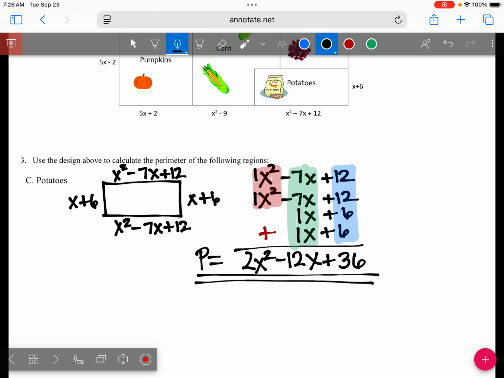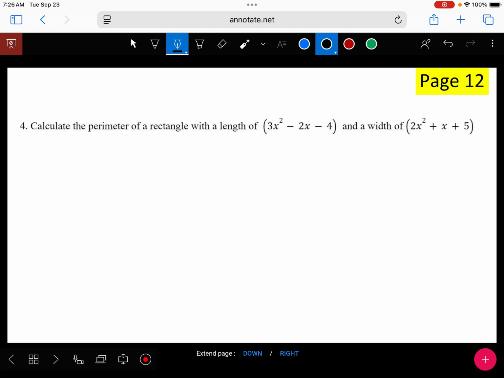Questions, comments about how to find perimeter? Remember again, perimeter, you add all 4 sides. All right, let's do one more perimeter question and then we'll move on to multiplication.